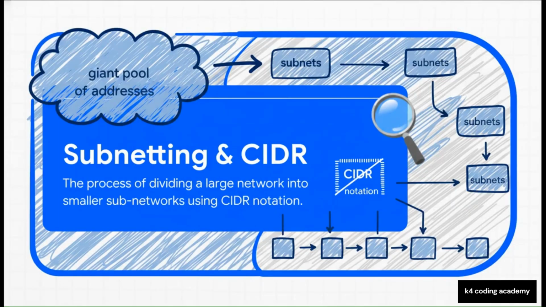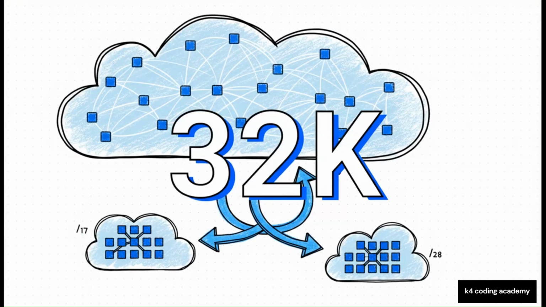But in the real world, especially in the cloud, with something like an AWS VPC, you can't just have one giant chaotic pool of addresses. You need order, you need security, and that's exactly where subnetting comes in. It's the process of carving up your big network into smaller, more manageable, and more secure subnetworks, all by using something called CIDR notation. And this CIDR notation thing, it gives you some serious flexibility. For instance, a /17 block gives you a massive chunk of over 32,000 IP addresses. But maybe you need a smaller, more isolated network for a specific service.